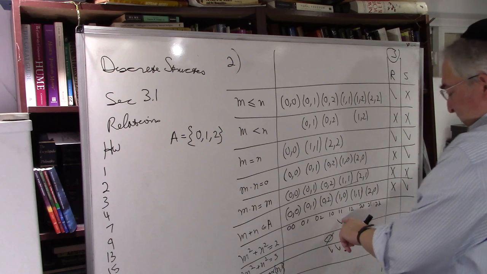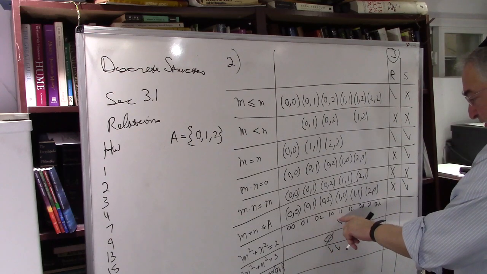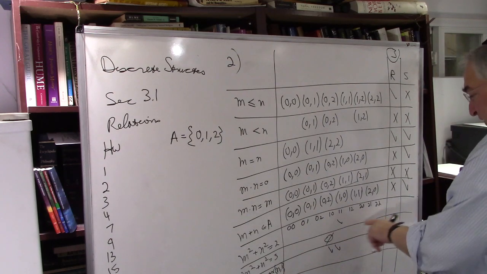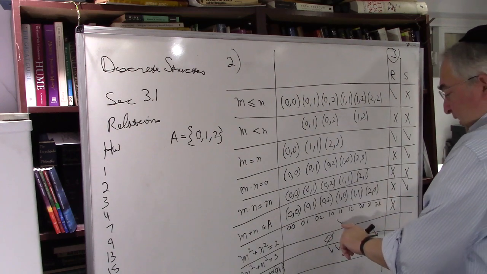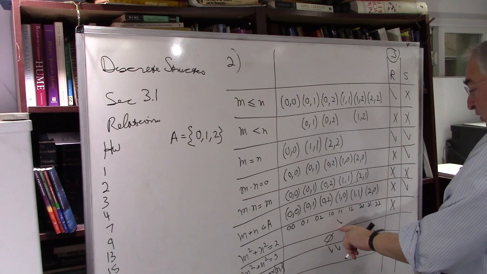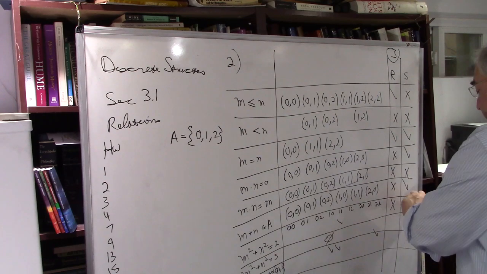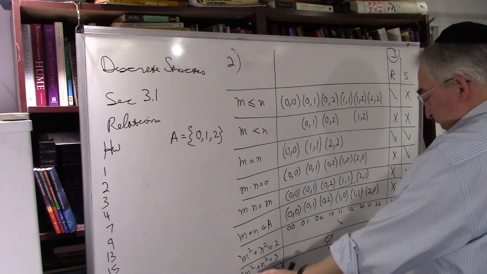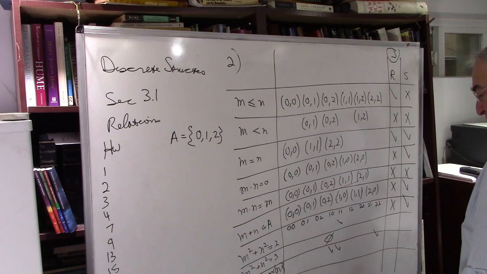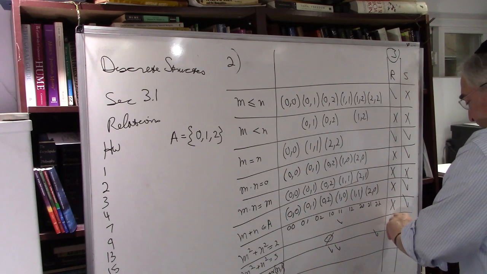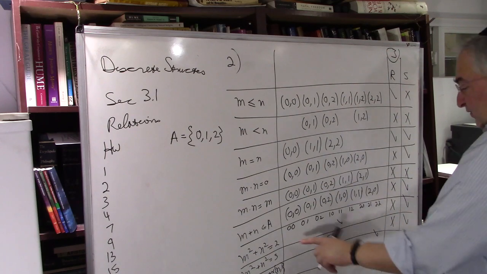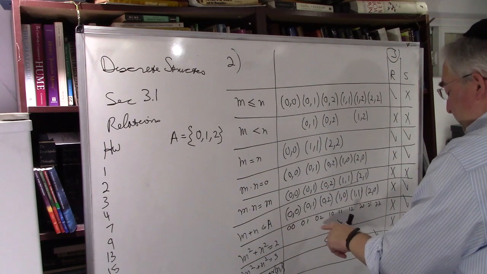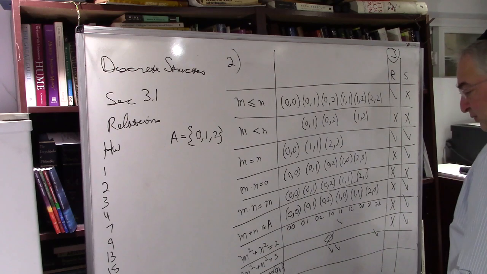Okay. This is not reflexive because 0, 0 is not in there and 2, 2 is not in there. Okay, it is symmetric because if 1, 1 is in there, then 1, 1 is there. Okay, good. Okay, this, is it reflexive? No, it's not reflexive. Is it symmetric? Yes, it is. Technically it is, because if something was in there, then the opposite would be there.